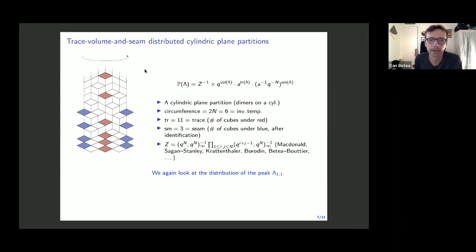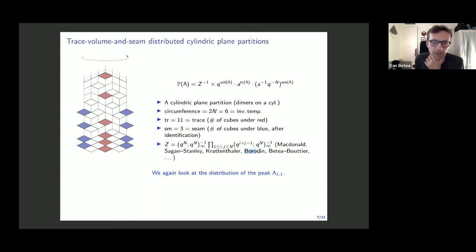It's hard to attribute it properly because it goes back a while. So it's in McDonald's book as an exercise. The relevant sum over symmetric functions, Sagan and Stanley give a very nice bijective proof from the 80s. Kratenthaler computes this in the 90s, using non-intersecting lattice paths.